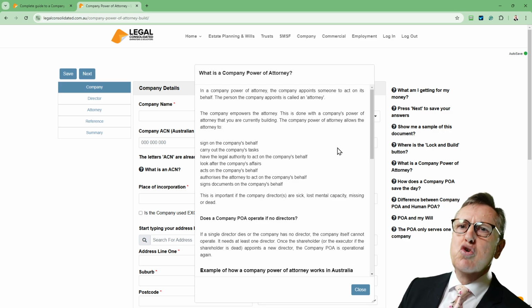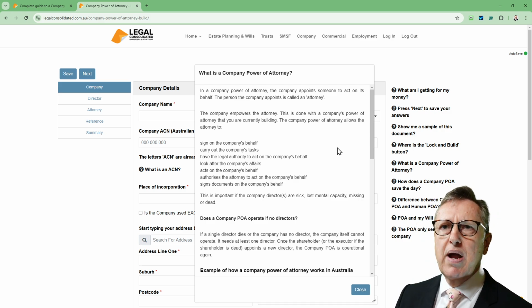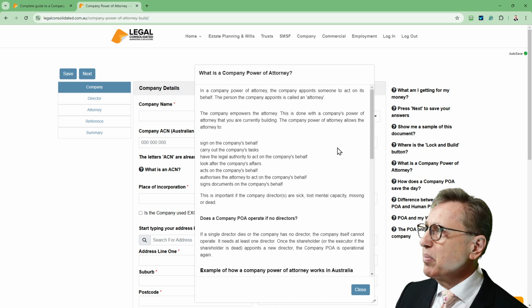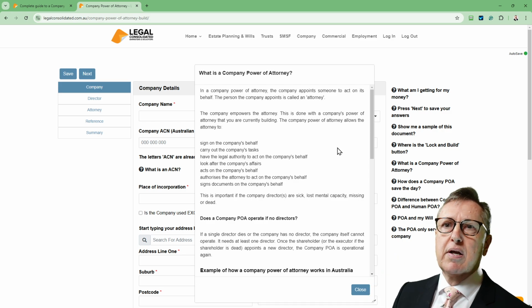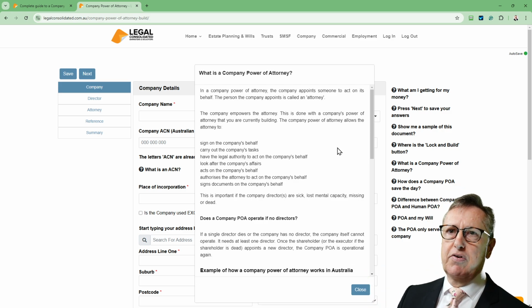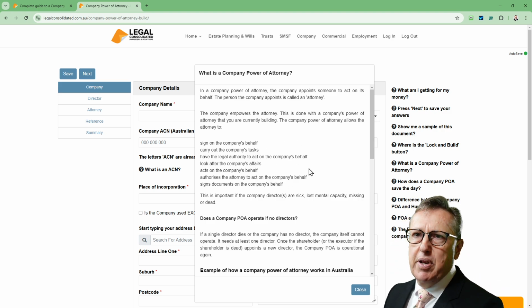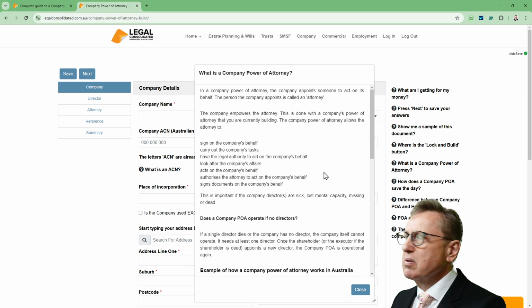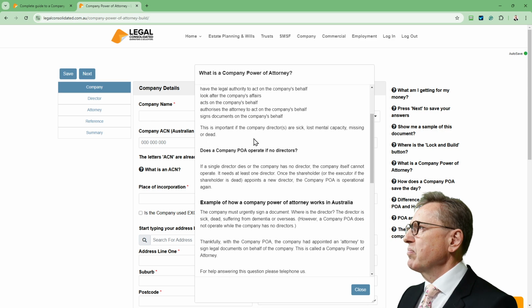That's a human giving power to a human. And it's not some sort of medical lifestyle power of attorney like a power of guardianship, which is another human giving the right over your body to dial up the morphine or whatever. This is a company power of attorney, and it allows the company to do certain things: sign on the company's behalf, carry out the company's tasks, look at the company's affairs.